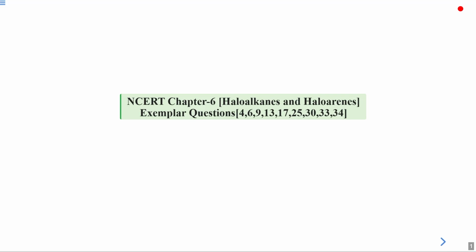So today we are going to discuss the exemplar questions of our chapter Haloalkanes and Haloarenes. So let's begin our today's topic, NCERT chapter 6 Haloalkanes and Haloarenes exemplar questions 4, 6, 9, 13, 17, 25, 30, 33 and 34. These are the specific questions we are going to cover today because they contain the major concepts from this chapter.